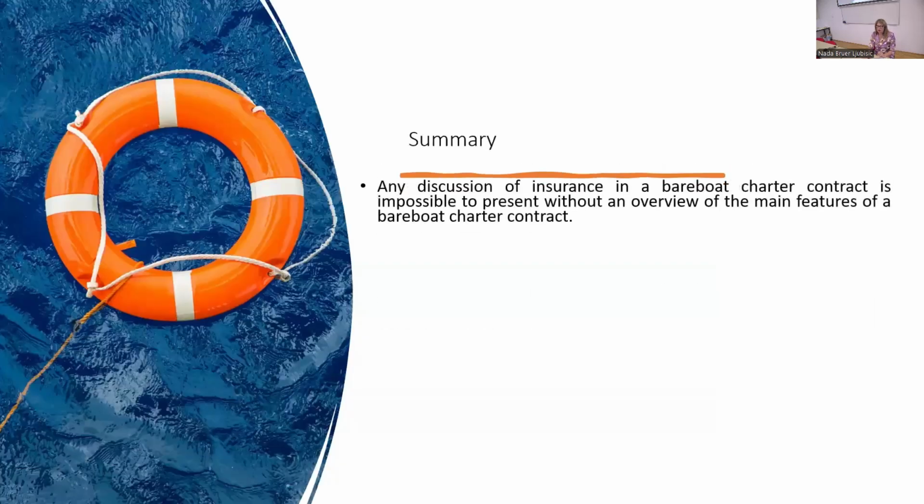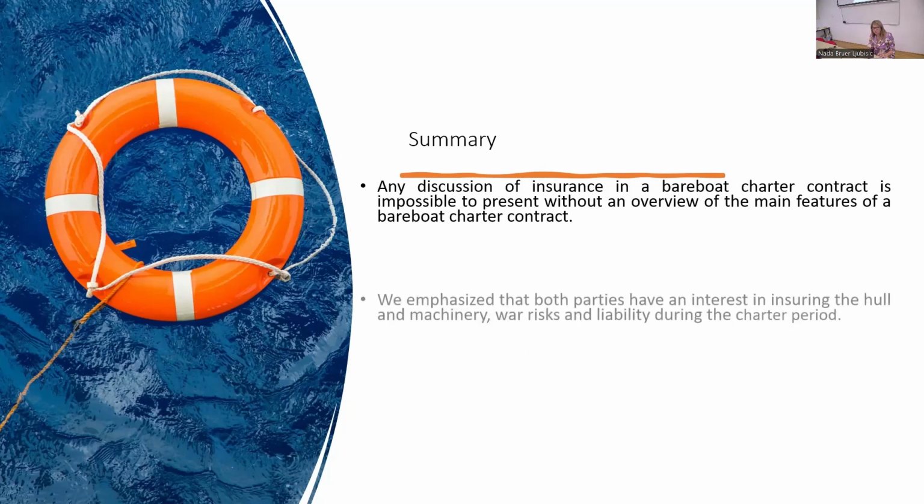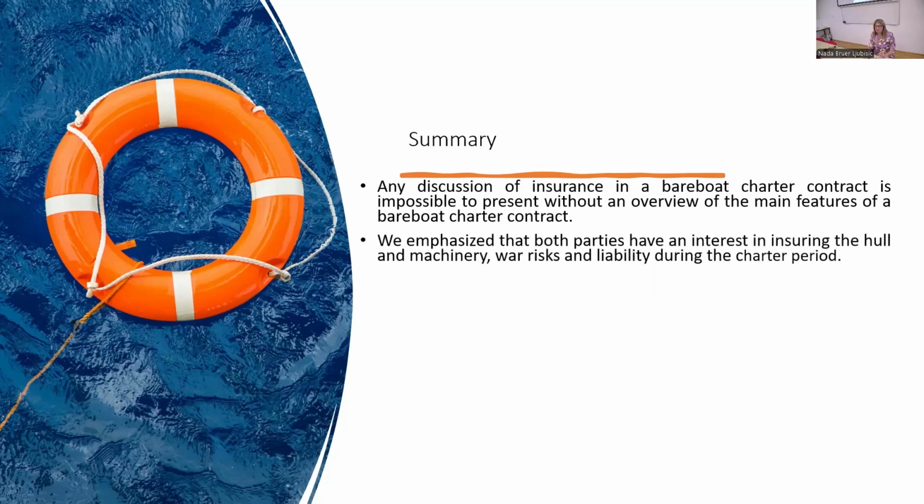Any discussion of insurance in a bareboat charter contract is impossible to present without an overview of the main features of the bareboat charter contract. We emphasize that both parties, the owner and the bareboat charterer, have an interest in insuring hull and machinery, insurance against war risks, and protection and indemnity insurance during the charter period. And we also point out that the owner can be liable for damage caused by the vessel even when he is a party to a bareboat charter contract.